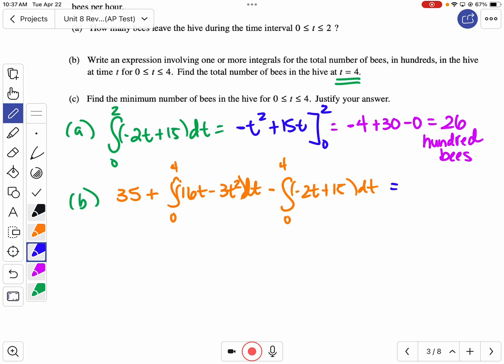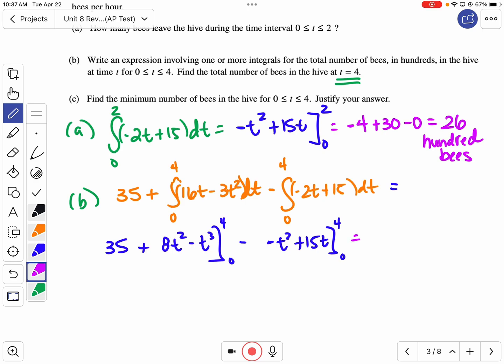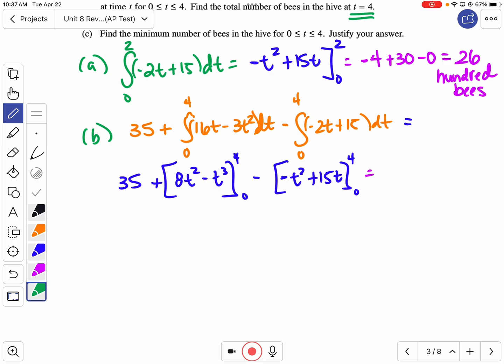And then we're going to do our integration. And it's not terrible. It's going to give me 8t squared minus t cubed. That one's going to go from 0 to 4. Minus, we've already done the other one, negative t squared plus 15t from 0 to 4. The only thing I would say is just be careful about your substitution right here, because it can get you if you're not careful.